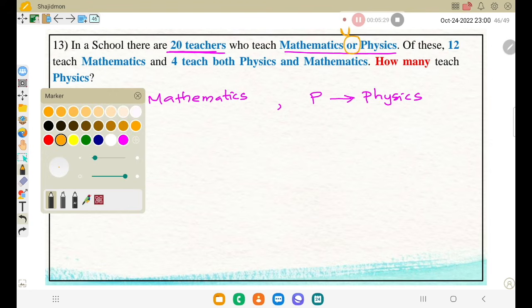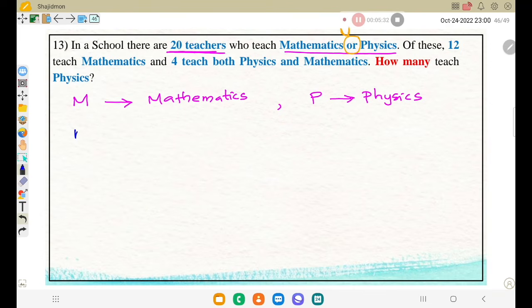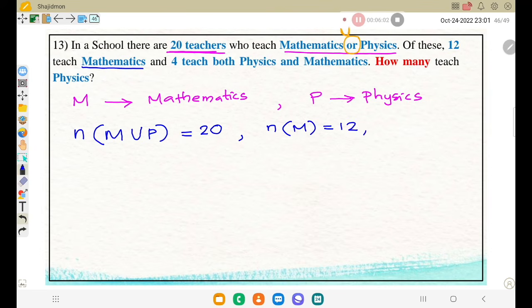So how can we write that? We can write the number of teachers in mathematics union physics equals 20. Hope you understood. Now read again: of these, 12 teachers teach mathematics. So the number of teachers teaching mathematics equals 12. Now again read: and 4 teachers teach both physics and mathematics.